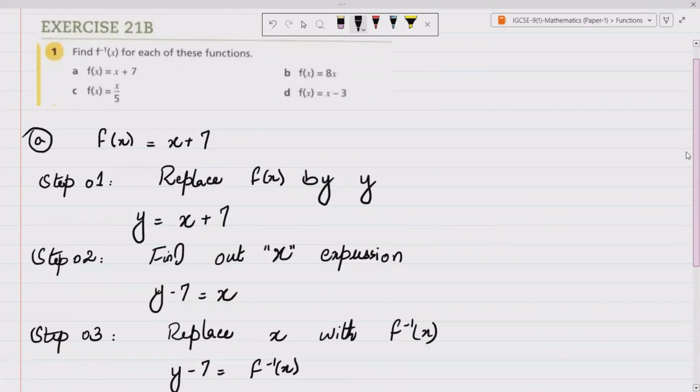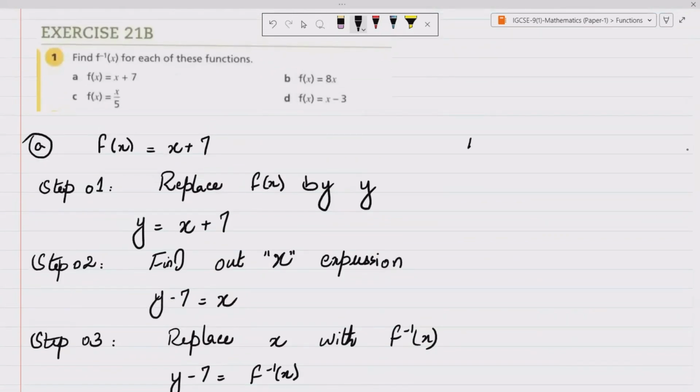Okay, now let's do part B, which is f of x equals 8x. Now I will not use these English sentences. In the paper you don't have to write these sentences, you just have to do these steps, not the English. So here I am doing this without writing these step sentences.